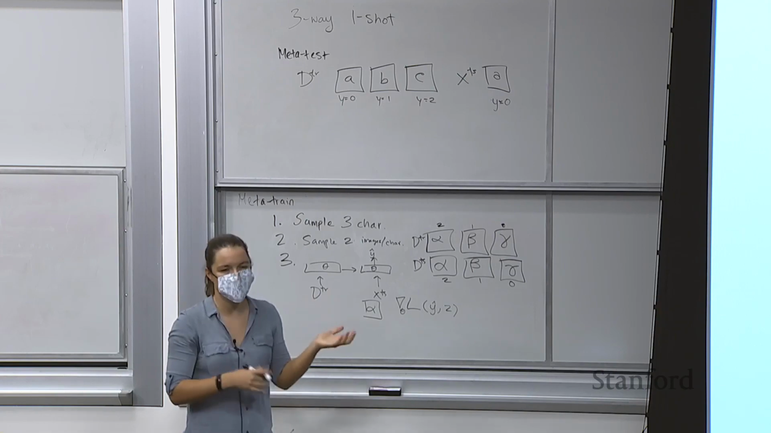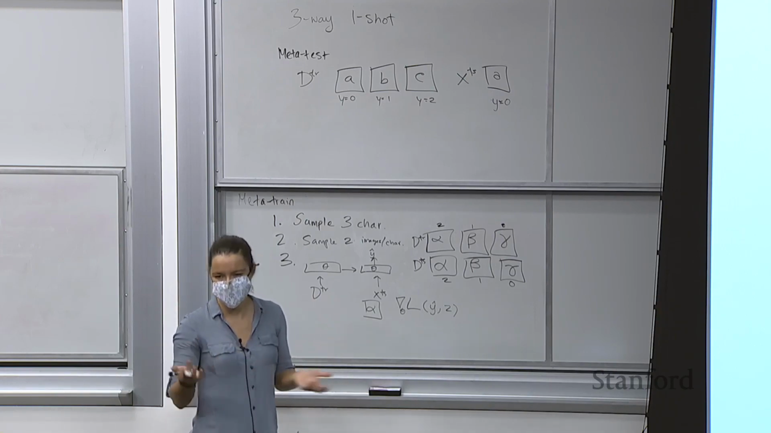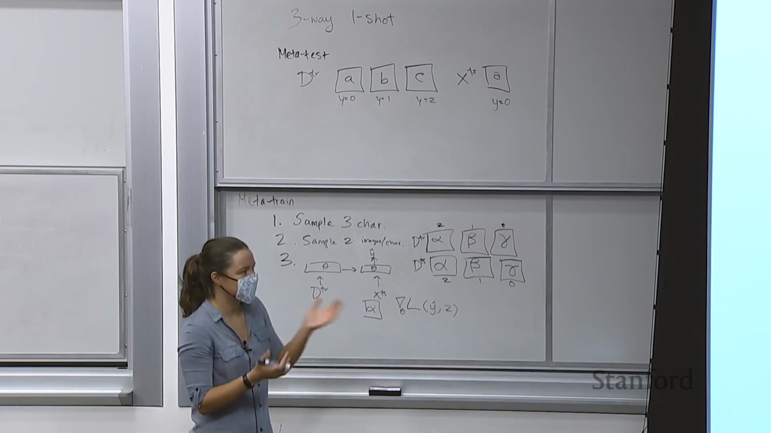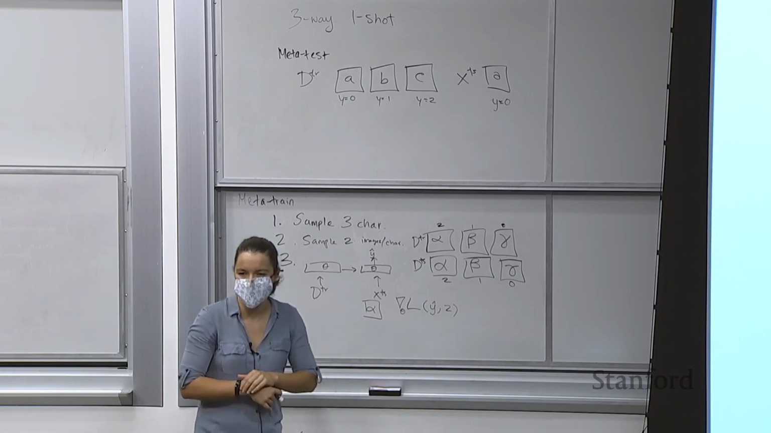And we will actually see in the coming lectures approaches that have better inductive biases, including metric learning approaches and more optimization-based approaches where the weights aren't coming from another network.